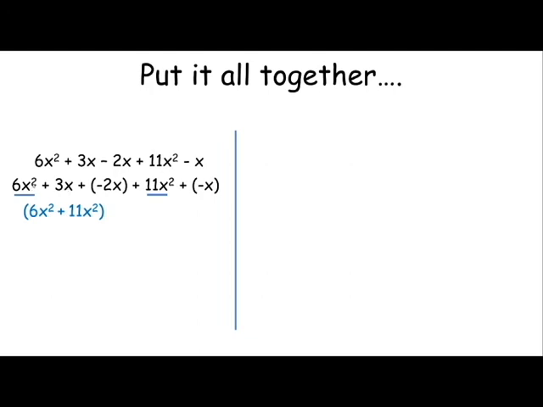x squareds are different from x's. If this was 3 squared, this number is actually a 9, whereas this would just be a 3. If x was a 2, this would be a 4, whereas this would only be a 2. If x was a 5, this is a 25, whereas this is a 5. 6 25s would be different from 6 5s. So I can only put these with other x squareds. Plus, I'll do the same thing with my x's.